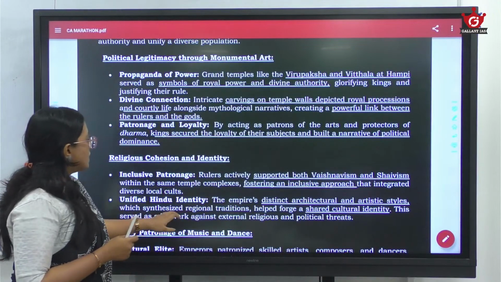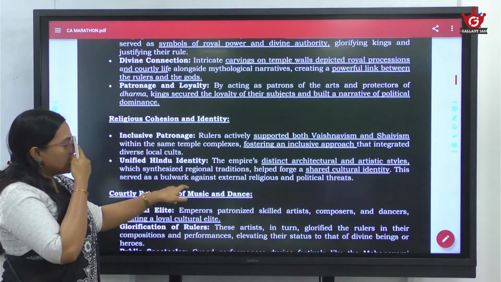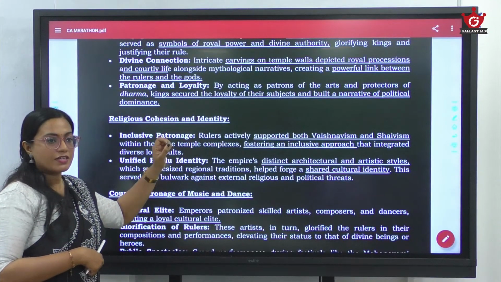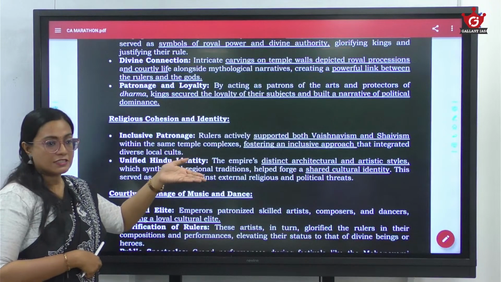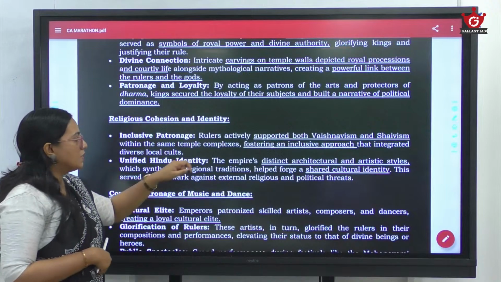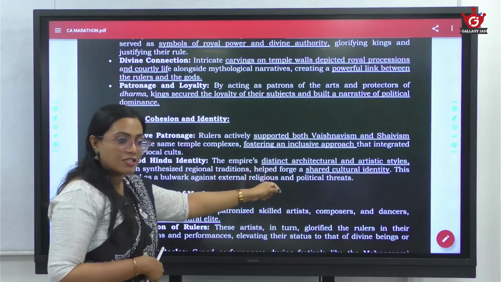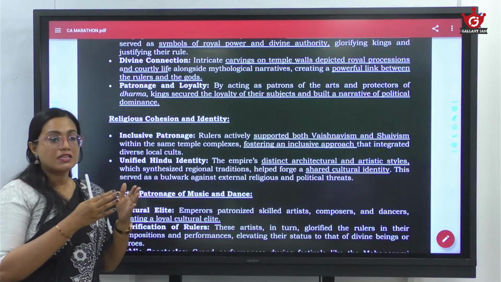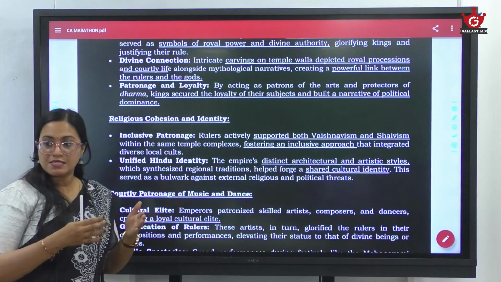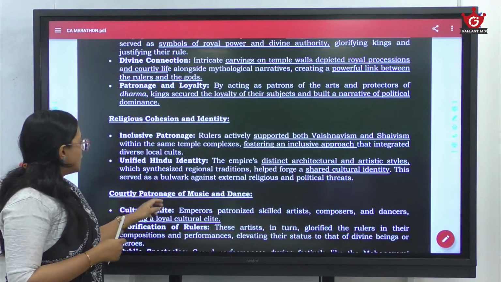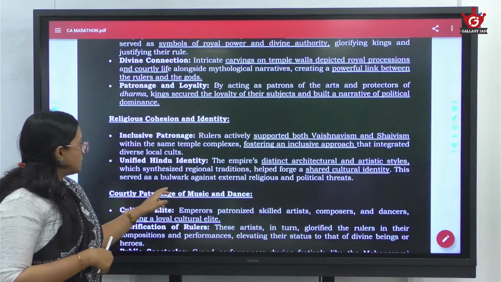Okay. Now religious cohesion and identity. So this is another problem. See, art and culture you can write, but how did it lead to the religious identity of the Vijayanagar Empire? That is something which requires a little more thought. So you can write that it supported both Vaishnavism and Shaivism, but mostly during that time, dynasties supported either one of these, but that was not the case with the Vijayanagara Empire. Now it fostered an inclusive approach.